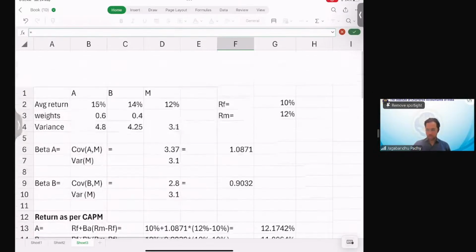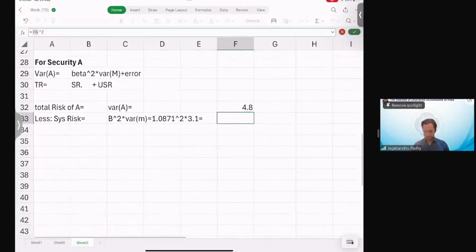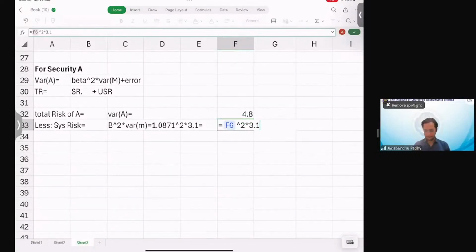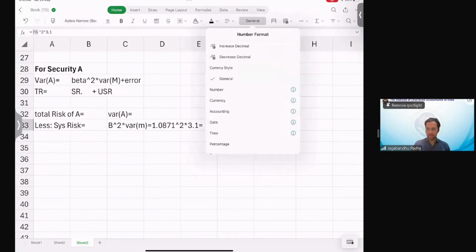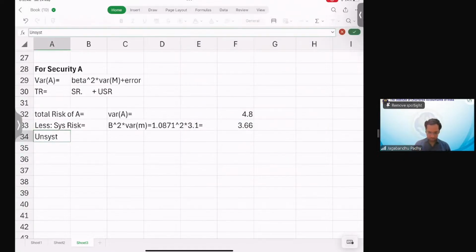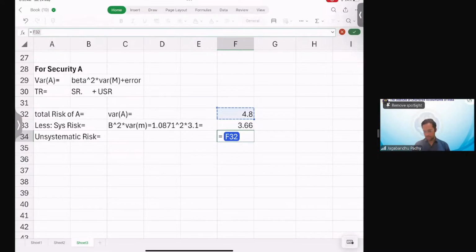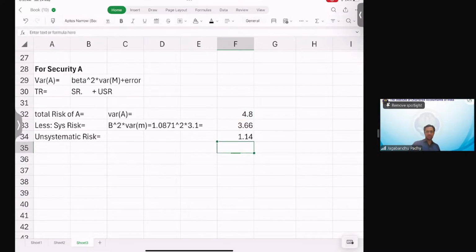This 1.0871 square into 3.1. This is your systematic risk portion. Automatically, unsystematic risk is simply going to be 4.8 minus 3.66, 1.14. Total risk of A is 4.8, systematic risk is 3.66, unsystematic risk is 1.14.